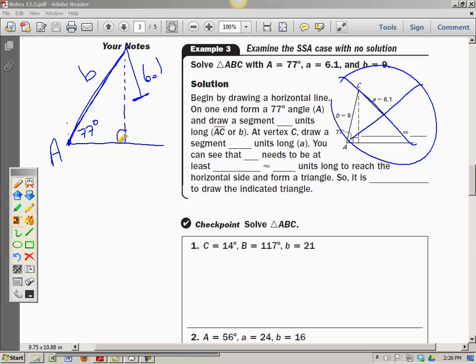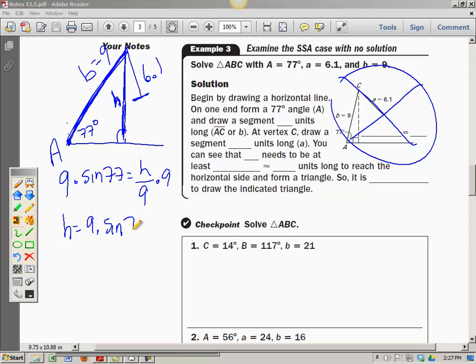Well, what we do then is we say, look, this H right here is the height of that triangle, all right? And so the sine of 77 is equal to opposite, this is an H, over the hypotenuse, where in this case the hypotenuse is given to be 9. So if I multiply both sides by 9, then the height of this triangle is 9 times the sine of 77 degrees. Now 9 times the sine of 77 degrees, I'm going to work that out right now, and it comes out to 8.8.